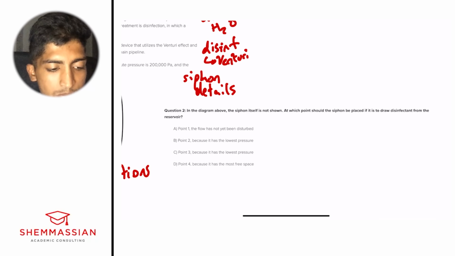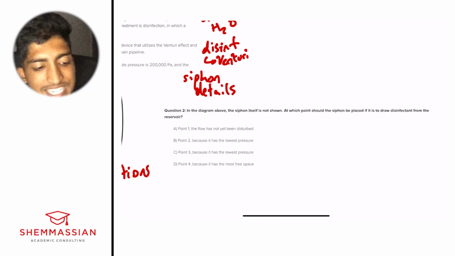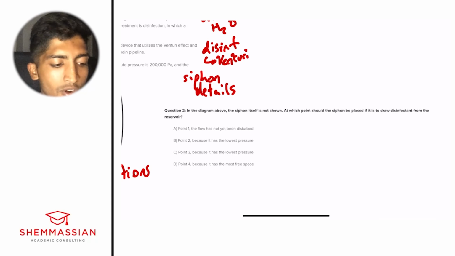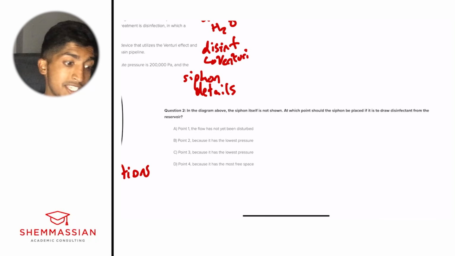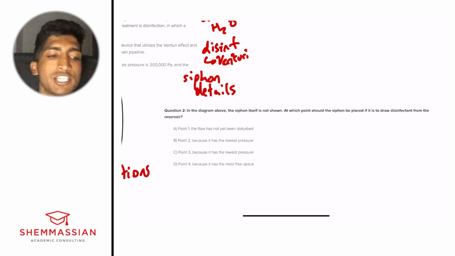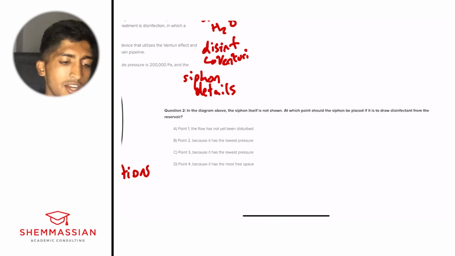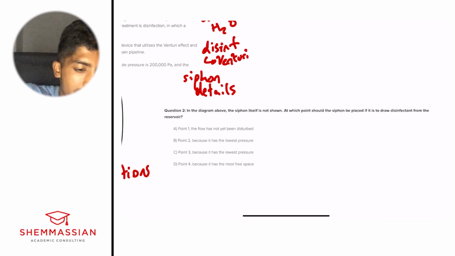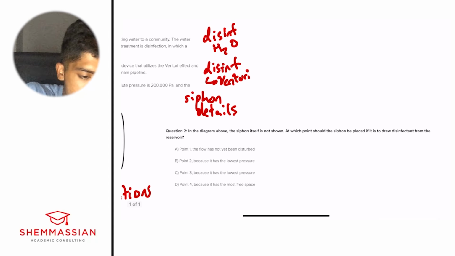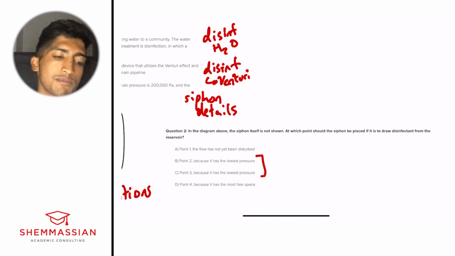0.2, because it has the lowest pressure. C, 0.3, because it has the lowest pressure. D, 0.4, because it has the most free space. All right, so right away we see it's a similar type of 2x2 question, right? It's asking for a location and a justification. And we see that these two sort of have a similar justification. So that's something to remember in terms of eliminating answer choices, right?